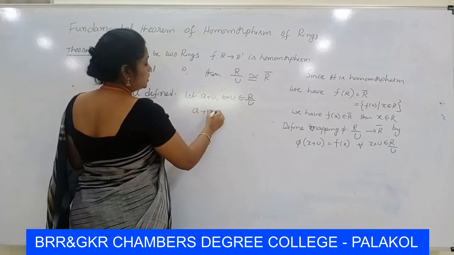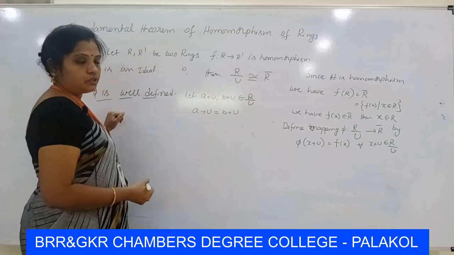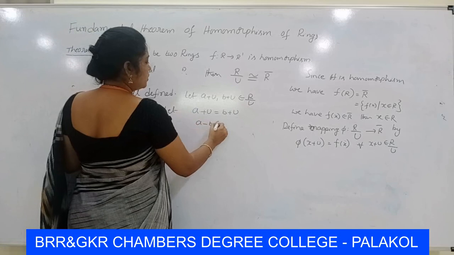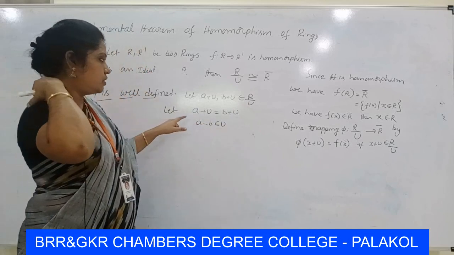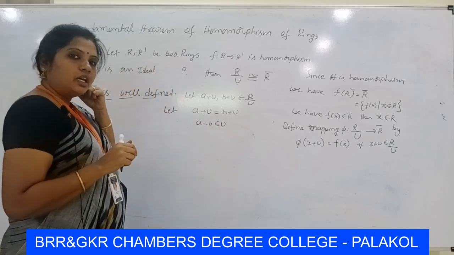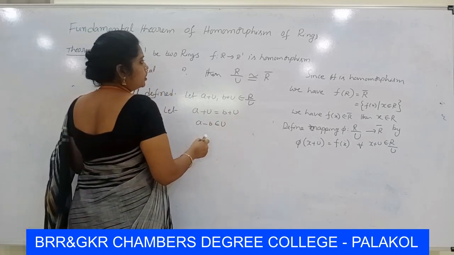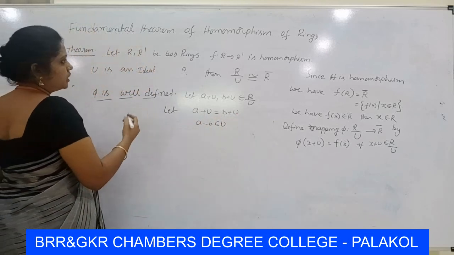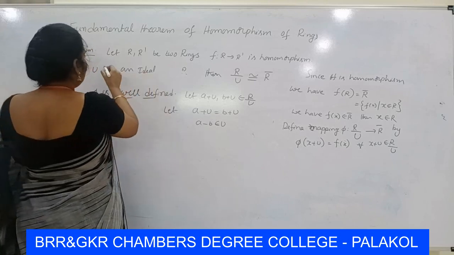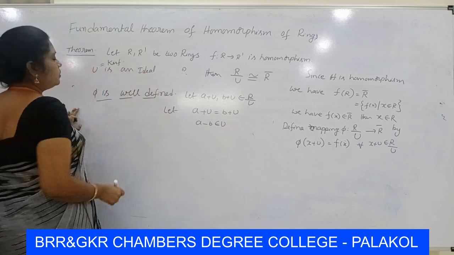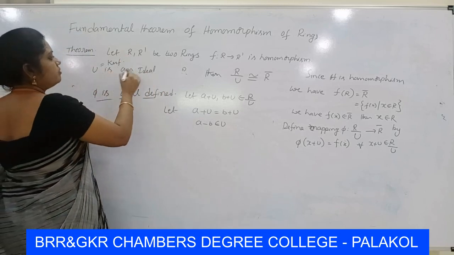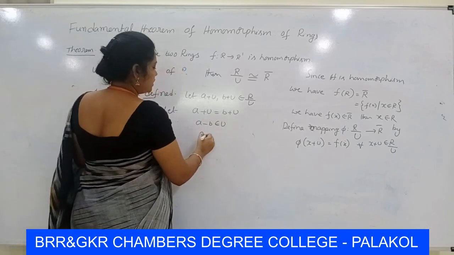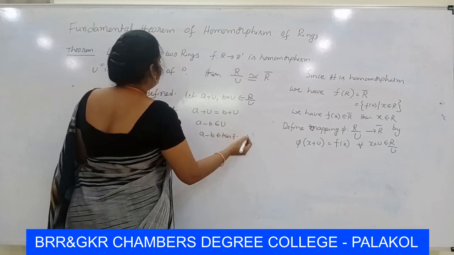If we take any two elements in R by U, we assume that these two are equal, that is A plus U is equal to B plus U. Then we have A minus B belongs to U by the properties of cosets. A plus U is equal to B plus U implies A minus B belongs to U. Here U is an ideal of R. Here U is the kernel F, and kernel F is an ideal of R. So A minus B belongs to U, that implies A minus B belongs to kernel F.